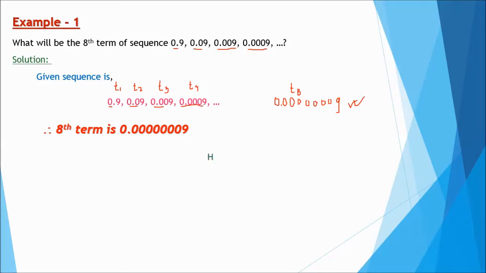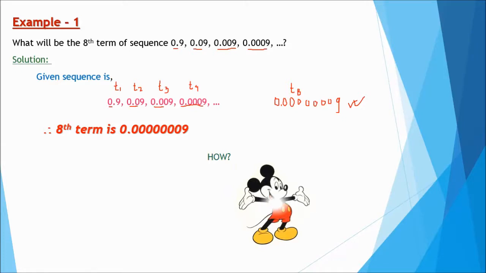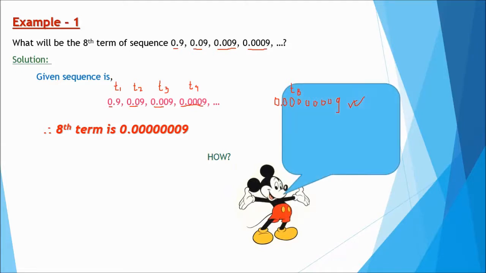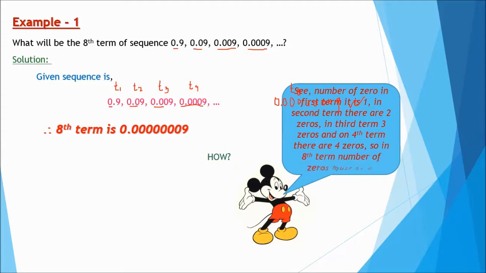Now if you wonder how, there is a table to explain how it becomes. See, the number of zeros in the first term is 1, in the second term there are 2 zeros. We are just ignoring the decimal right now. In the third term 3, in the fourth term there are 4 zeros. So in the eighth term the number of zeros must be 8, and we can put the decimal in the appropriate place. Okay, now you can pause the video and copy this.